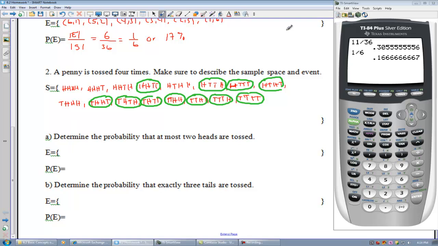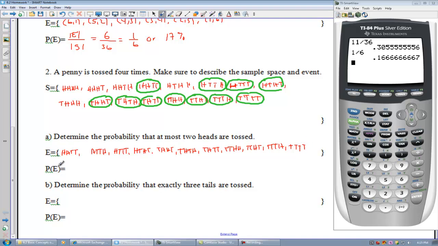And so what I can do is list these then. So down here, I'll just list these that I found. So HHTT, HTTH, HTTT. Just go in order. Next row, THHT, THTH, THTT, TTHH, TTHT, TTTH, and finally all T's, TTTT. All right, so there's a set.